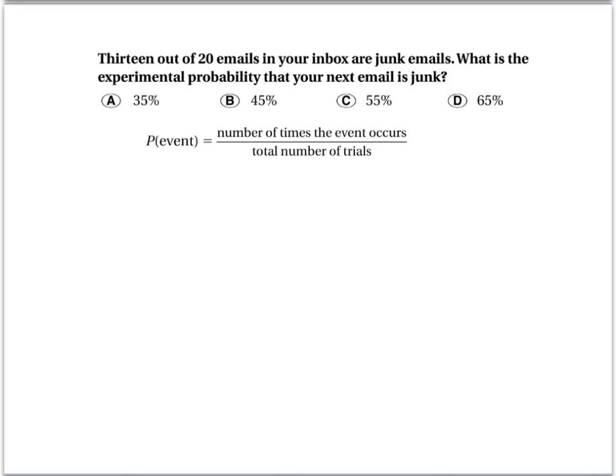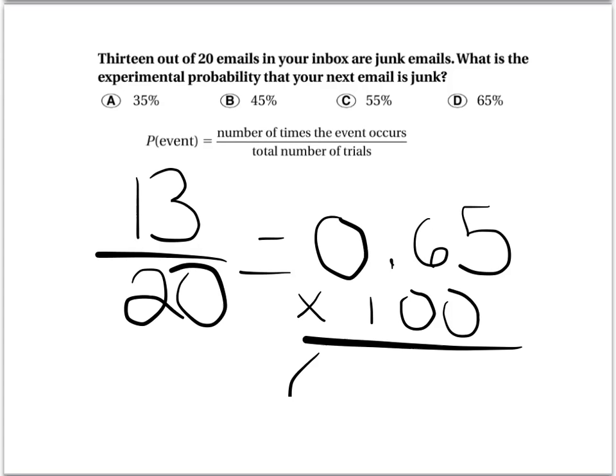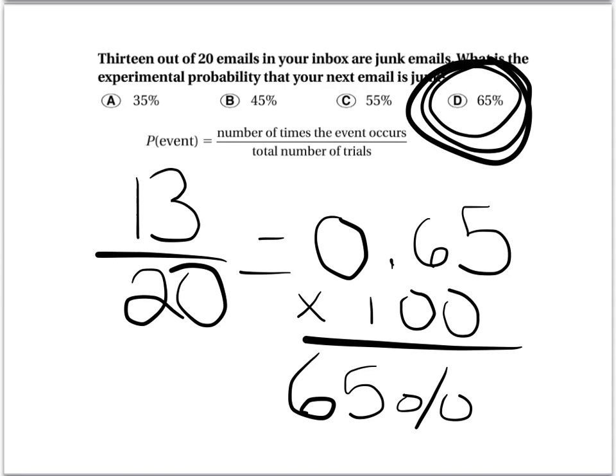Hold on here, change colors here. 13 out of 20 it has happened. If I go ahead and divide 13 divided by 20, I get 0.65. Put that into a percentage, multiply it by 100, is 65% of the time I have gotten junk email. Well, up here, using the experimental probability, my next email probably is going to be... There's a 65% probability that my next email is going to be junk.